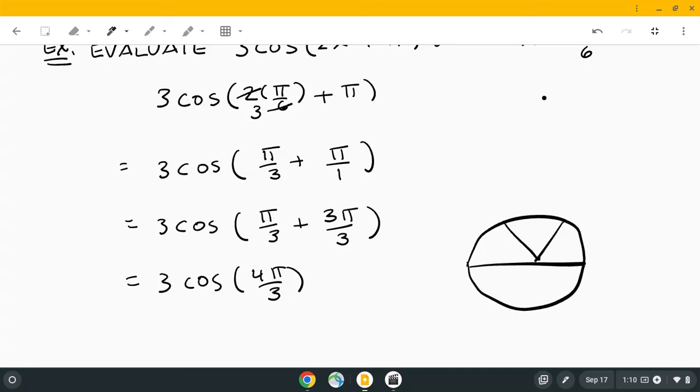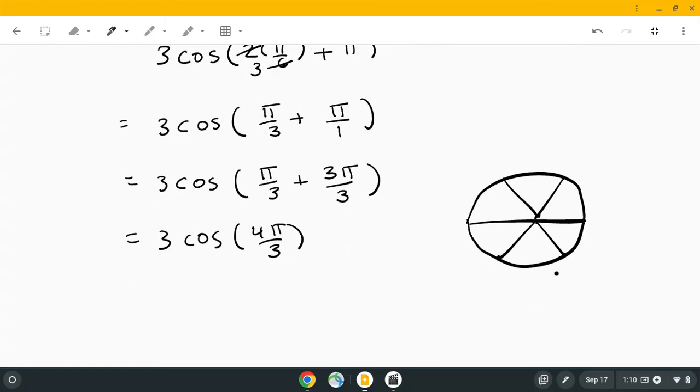So 1/3, 2/3, 3/3. Let me get some more down below. Okay. All right, so I need a total of 4/3. So that's 1/3. I'm not going to color them in. That's 1/3, 2/3, 3/3, 4/3. So we are here in quadrant 3. And here the cosine is negative.